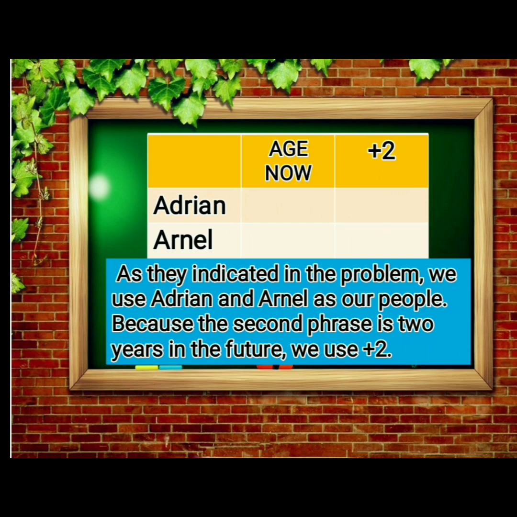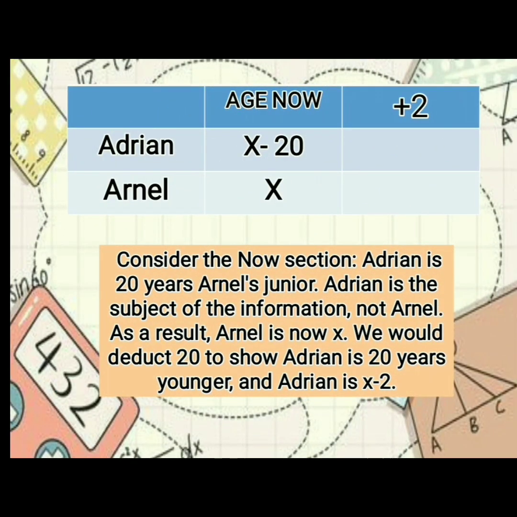As indicated in the problem, we use Adrian and Arnold as our people, and the second part is 2 years in the future, so we use positive 2. Then consider the now section. Adrian is 20 years Arnold's junior, so Adrian is the subject of the information, not Arnold. As a result, Arnold is now X. So we deduct 20 to show Adrian is 20 years younger, and Adrian is X minus 20.